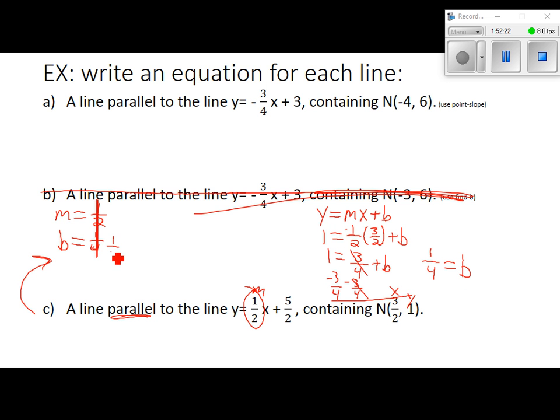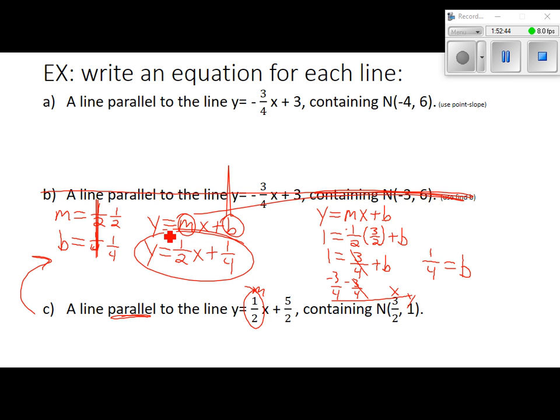Ignore that, that's supposed to be a 1/4 and that's a 1/2. Then I plug back into y equals mx plus b form. I'm just going to plug in for m, plug in for b, that's going to be our equation. Y equals, the m was 1/2. The b was 1/4. That's our equation. Y equals 1/2 x plus 1/4.